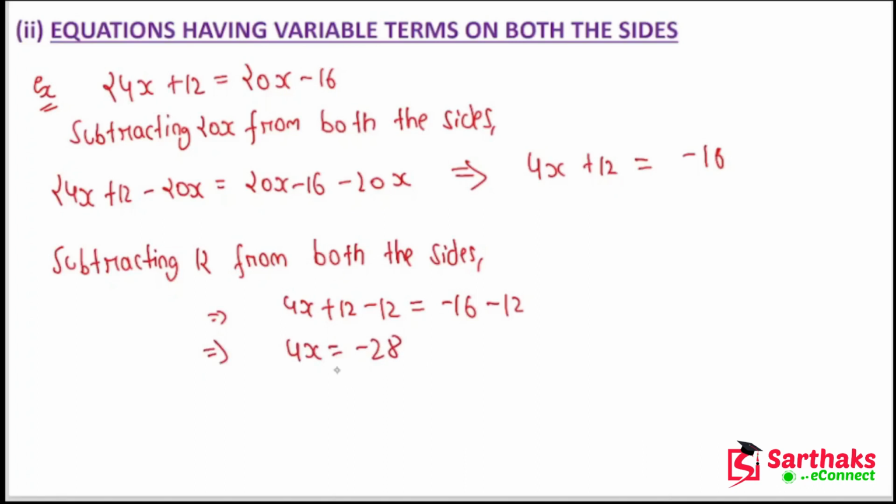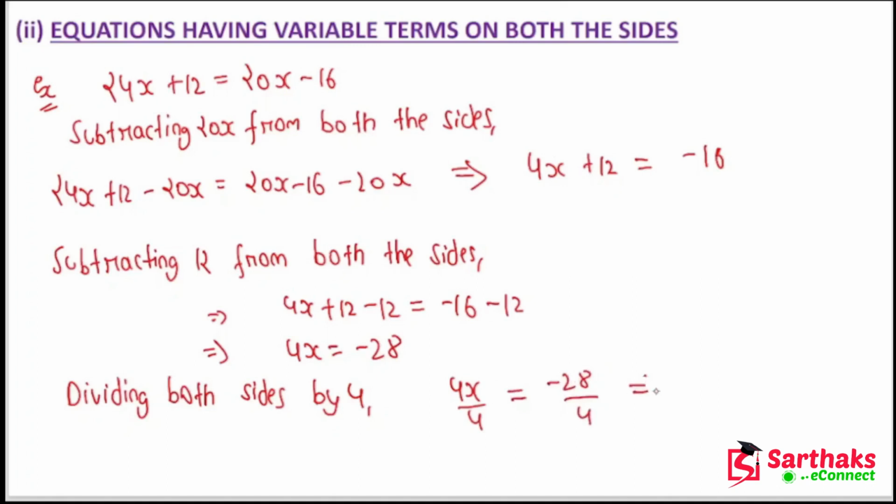Now clearly it is very easy to solve. If we divide both sides by 4, then we can get x equals to minus 7. Okay, so we have to write dividing both sides by 4, we will get 4x upon 4 is equal to minus 28 upon 4, which will give us x equals to minus 7. Okay, so in this way you can solve the equations having variable terms on both the sides.